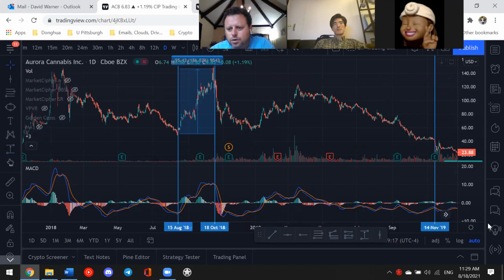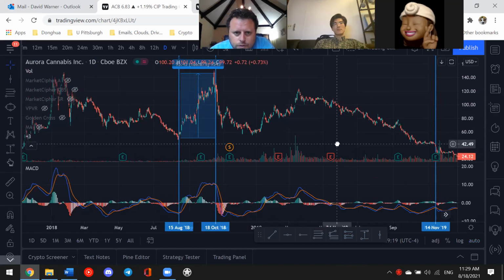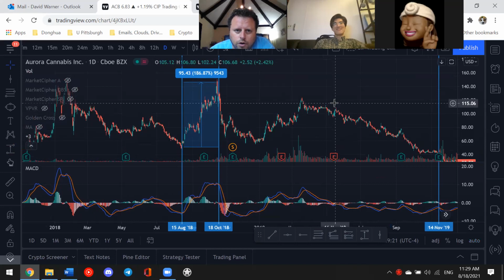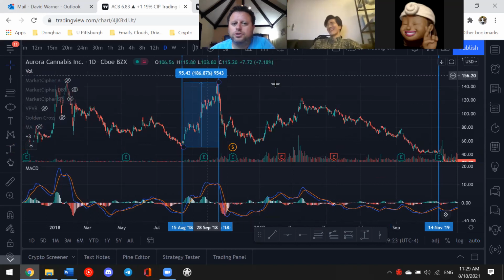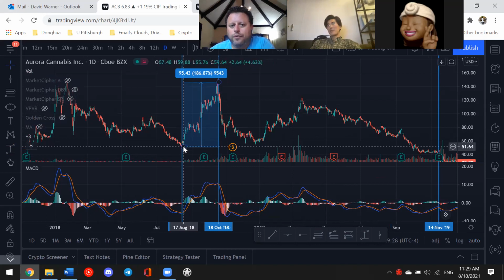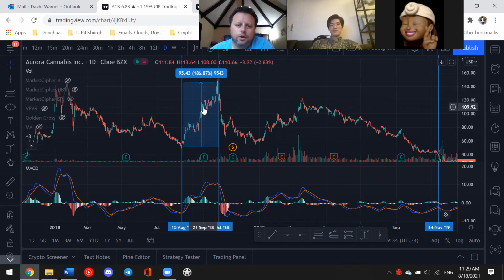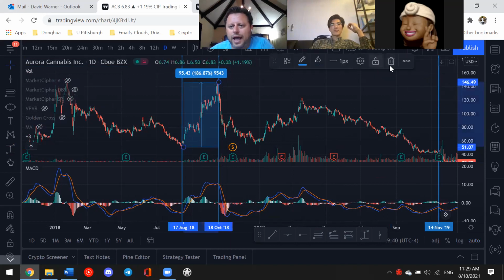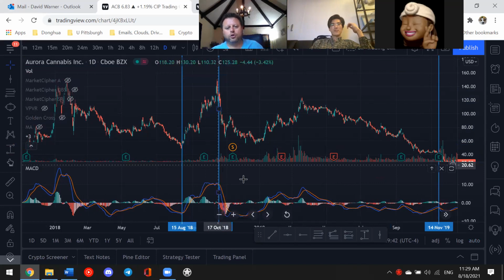That is 186%. You would have bought at $40 around there and sold at $147. 186%. And that's all you were doing, nothing else, just watching this MACD blue line and orange line crossover.